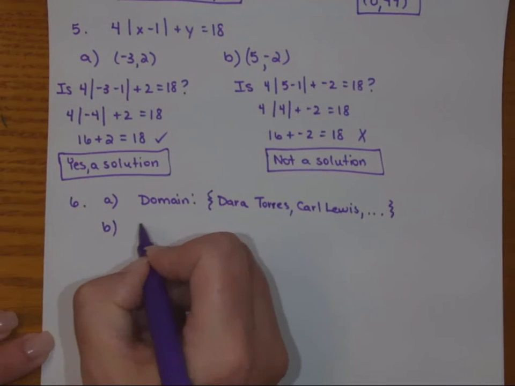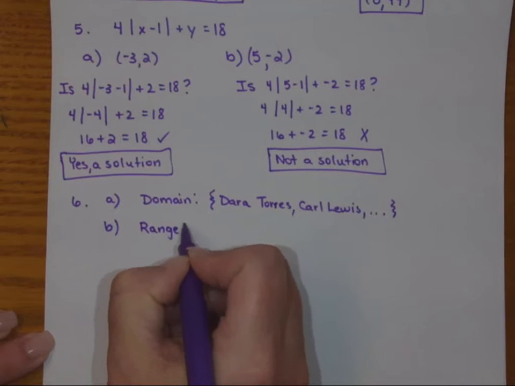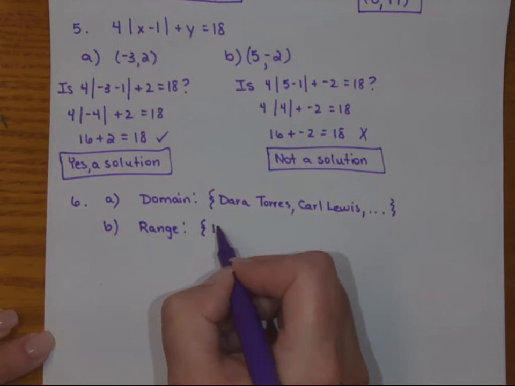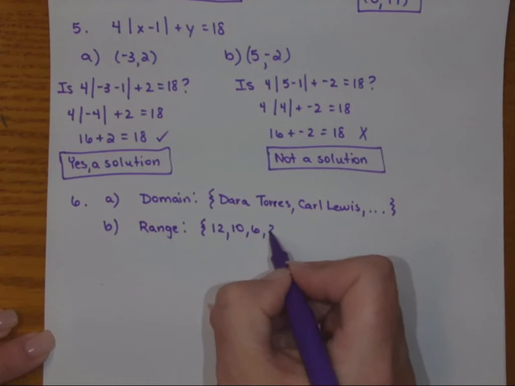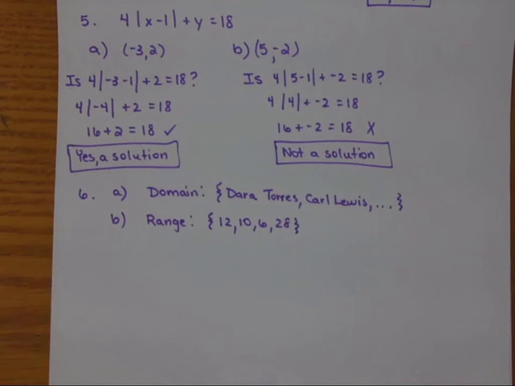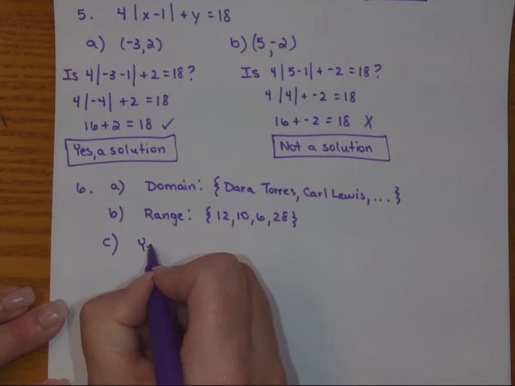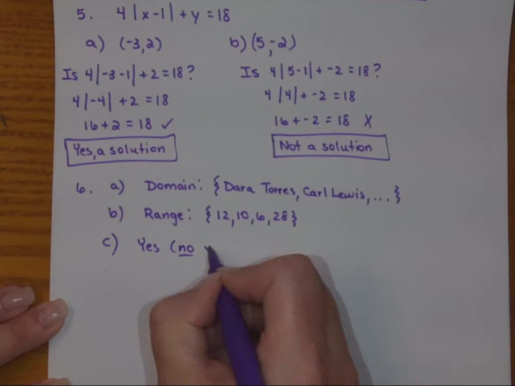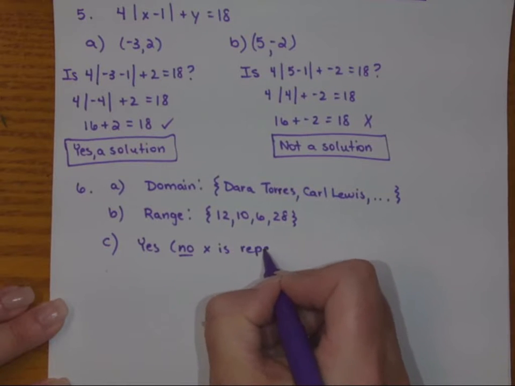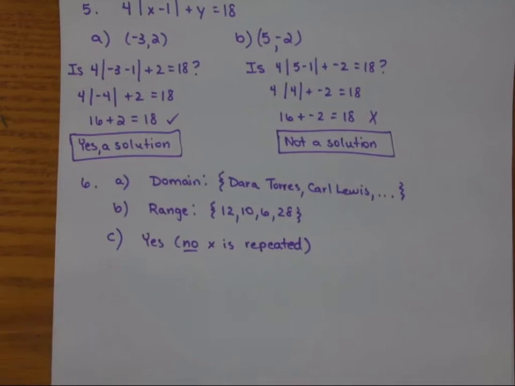Range, remember, is the y values. So again, we're going to list them. So it's 12, 10, 6, and 28. Notice interval notation wouldn't be appropriate here because we're not going from something to something else. We're just listing these specific 4 values. And then lastly, is the relation a function? The answer is yes, it is. Notice no x is repeated. And remember, it's okay for y to repeat. It'll still be a function, but x can't repeat. In other words, you don't have a name listed twice. The athletes' names are what the x values are, and we don't list Carl Lewis twice, for instance.